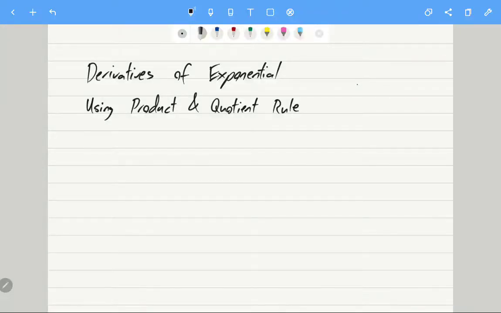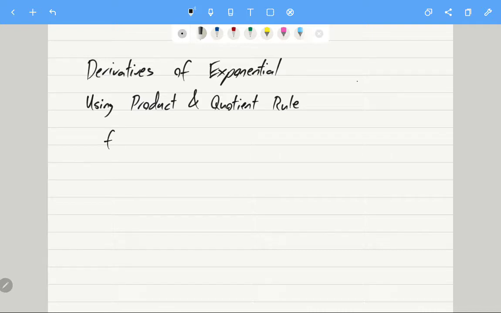So today we're going to be having a look at derivatives of exponential functions using both the product rule and the quotient rule. So let's start off with a function. Let's do f of x is equal to x to the 3 e to the negative 2x. Now this is a perfect case for using product rule. Why? Because I have two functions being multiplied together, and that's what a product rule is.